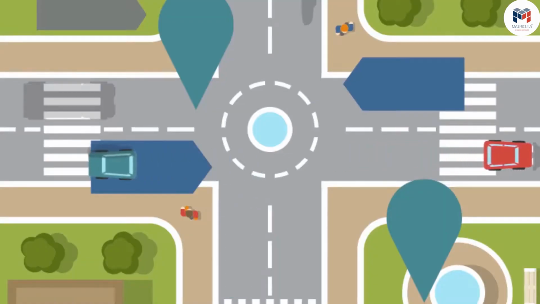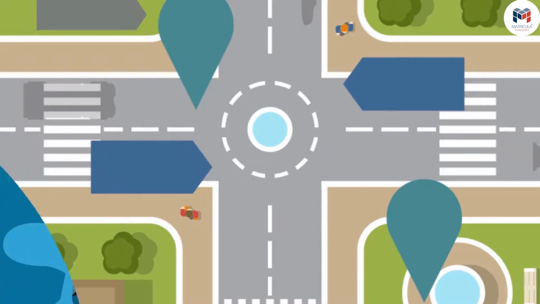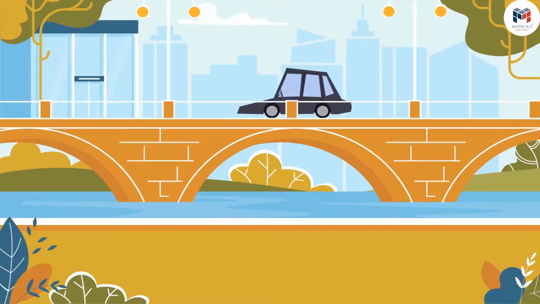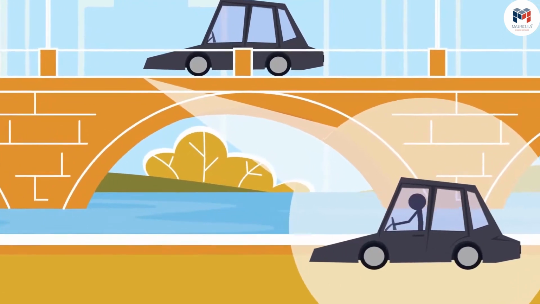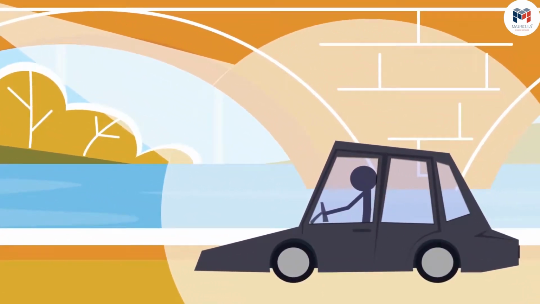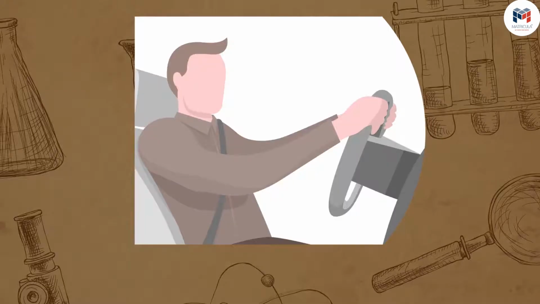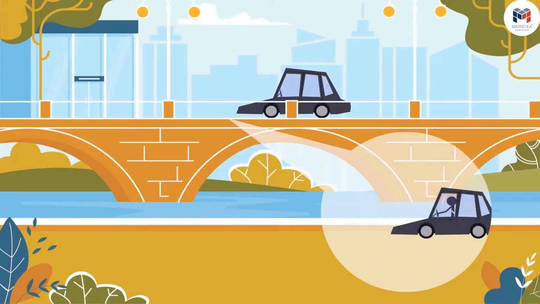When the car takes a sharp turn, our bodies tend to move to the opposite side of the turn due to the inertia of motion. Also, when brakes are applied to stop the car, our bodies tend to move forward. This is due to the inertia of motion of our body, which opposes any change in the state of motion. That is why safety belts are worn to prevent accidents. Safety belts exert a force that opposes our forward motion and make it slower.